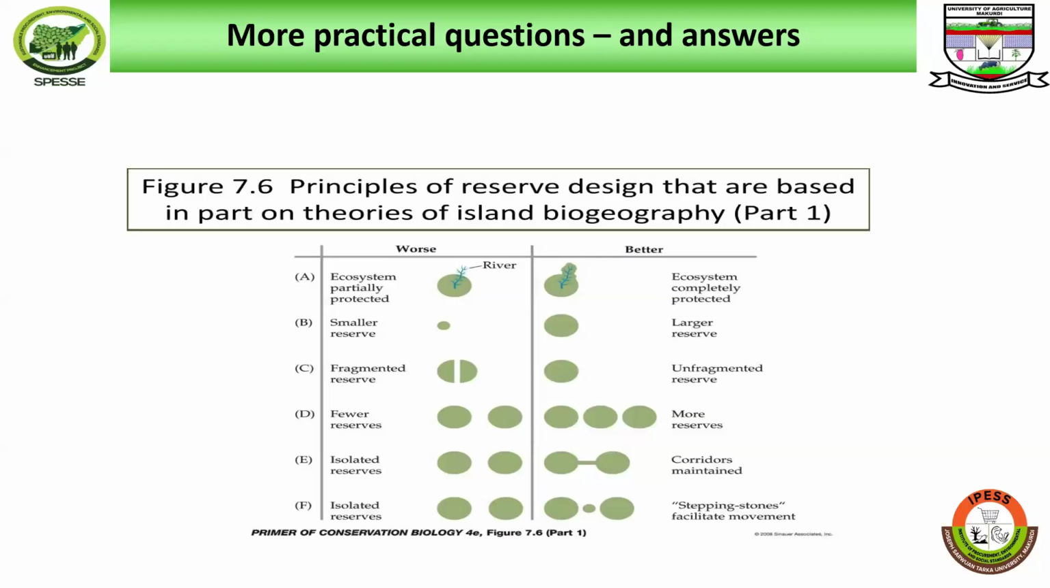When you have a small reserve, you should be thinking of a better option where you have a larger reserve. Fragmented reserves are virtually unplanned. The other option would be having an unfragmented reserve. Many countries will have 10, 20. That is a better scenario than having one or two national parks. Isolated reserves, like we said, a lot of people are now building a network. So how are they connected? You can have corridors that are maintained.